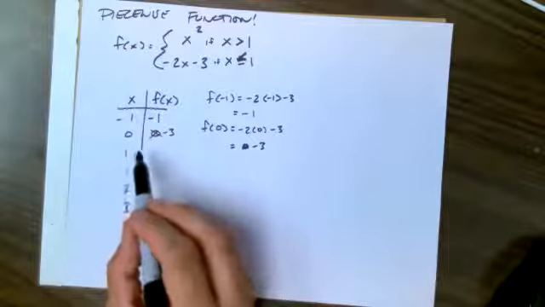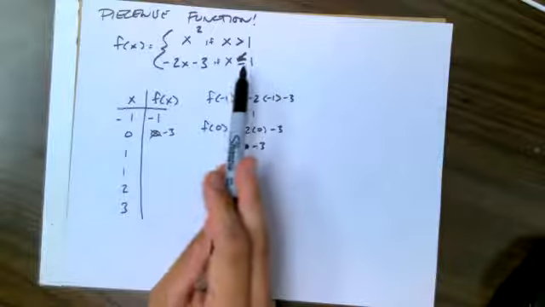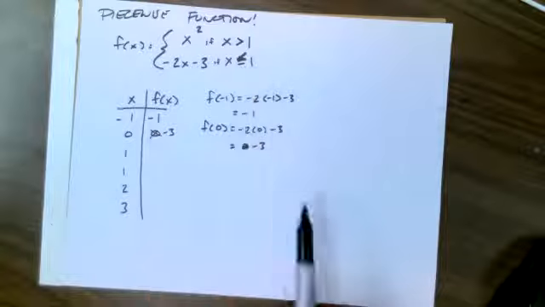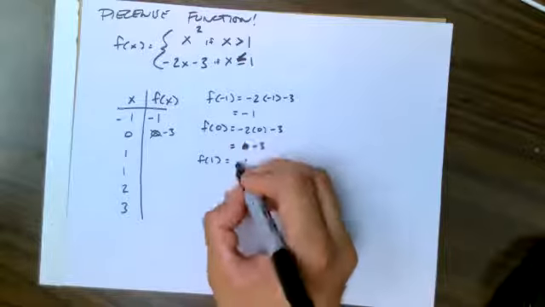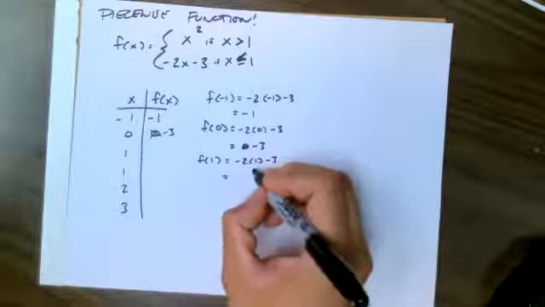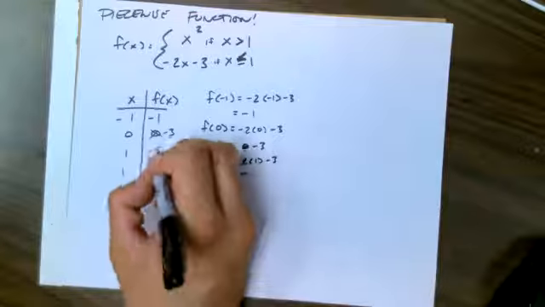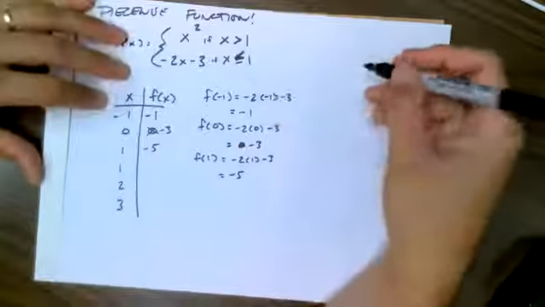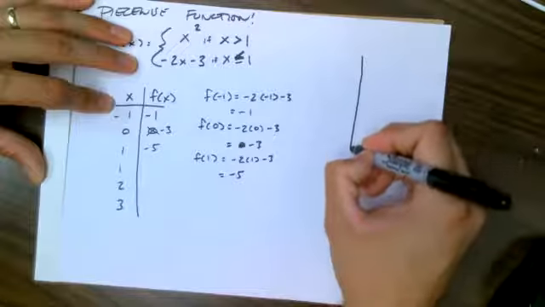Now, I'm going to put the 1 in, and it turns out this is the function we're going to use. So I'm going to make sure that that's a closed circle. So if I plug in 1, I get negative 2 times 1 minus 3. I wind up with negative 2 times 1, that's negative 2, minus 3, that's negative 5. So I'm going to graph just this part now, okay?